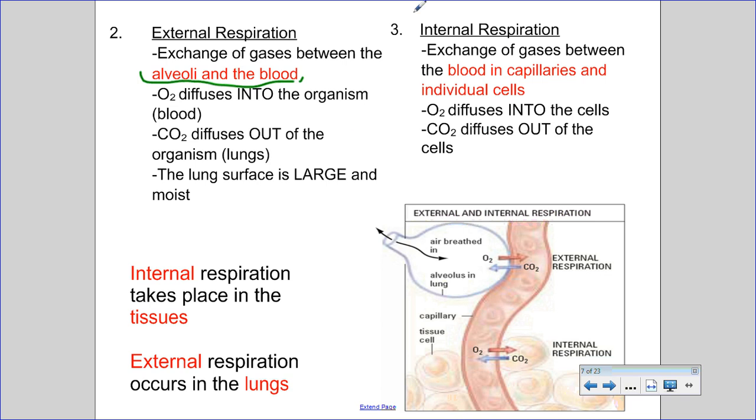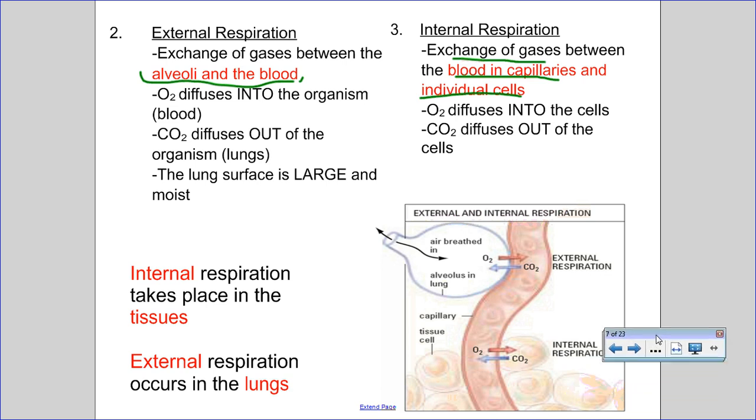Then there is the internal respiration. Once the oxygen is in the body, circulating in the blood, the internal respiration will allow for the exchange of gases between the blood in capillaries and the individual cells. This is the oxygen now moving to the cells that need oxygen to perform cellular respiration. So you'll have oxygen gas diffusing into the cells, and here we have CO2 diffusing out of the cells. That CO2 will then be exhaled, and that exhalation will again occur in the lungs.